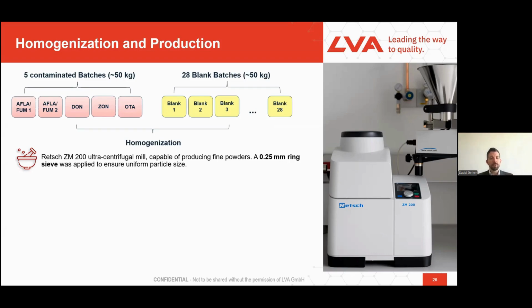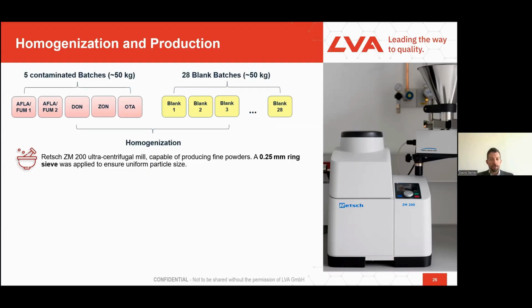And for this purpose, we used 5 highly contaminated maize batches covering different mycotoxins such as aflatoxins, fumonisins, deoxynivalenol, or ochratoxin A. And these were combined with a larger number of blank or lower contaminated batches to achieve at the end the desired concentration levels. So in total, more than 30 individual batches were homogenized and pre-tested in-house using LC-MS to understand their individual contamination profiles.